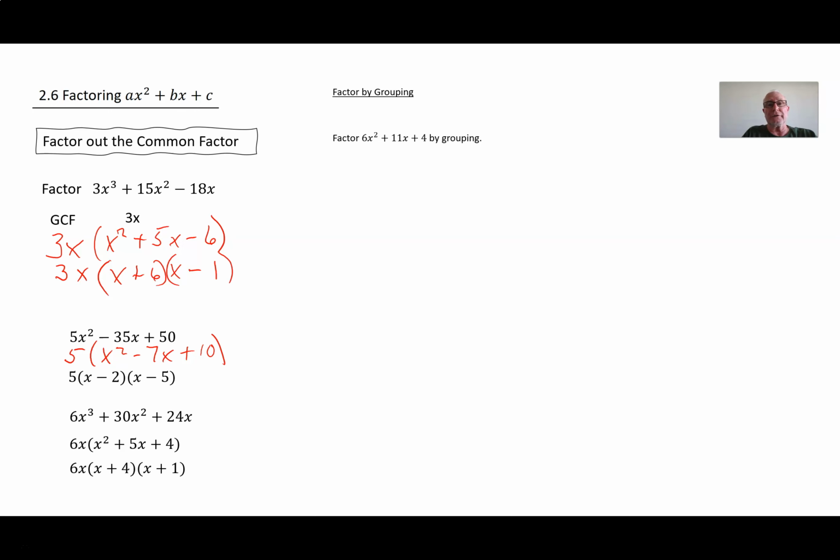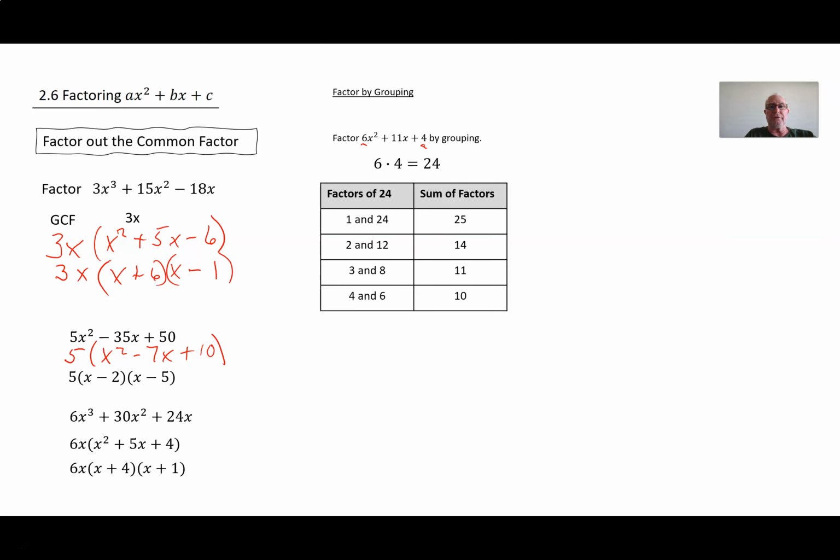So we want to factor 6x squared plus 11x plus 4 by grouping. In a polynomial, if we're going to factor by grouping, we're going to take the first term and the last term, the 6 and the 4, and multiply them together. So 6 times 4 is 24. Then we're going to make a table with factors of 24. So factors of 24: 1 times 24, 2 times 12, 3 times 8, 4 times 6.